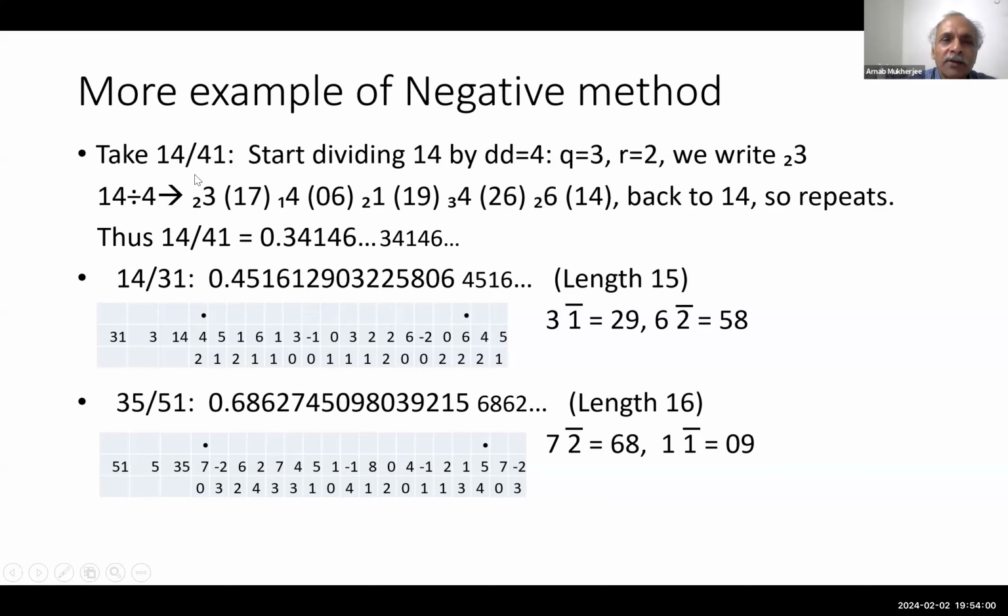So put a dot here, as you are writing on pen and paper. You put a dot on 3 and a dot on 6. On a calculator also, if you calculate, it will be 0.34146. 34146, you go like that.